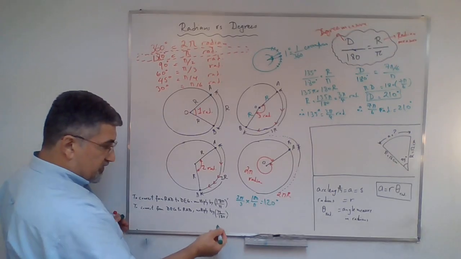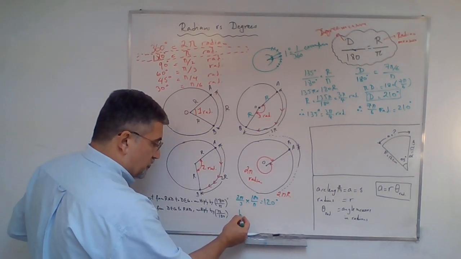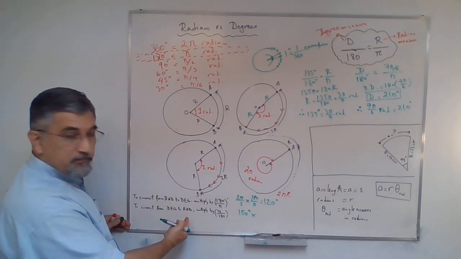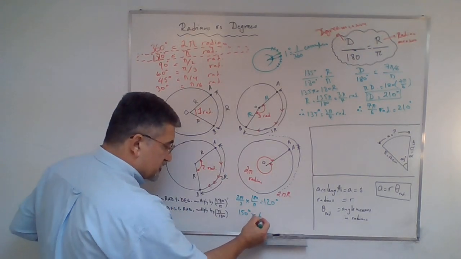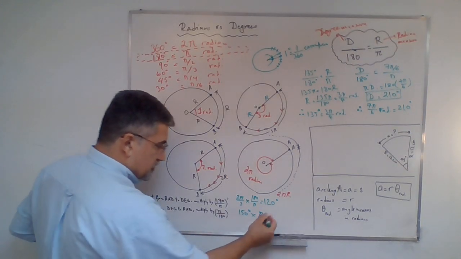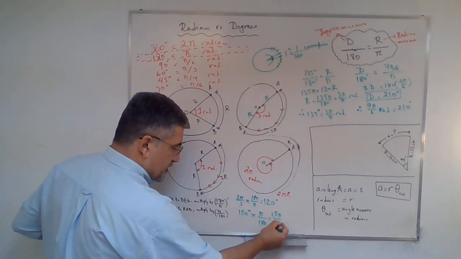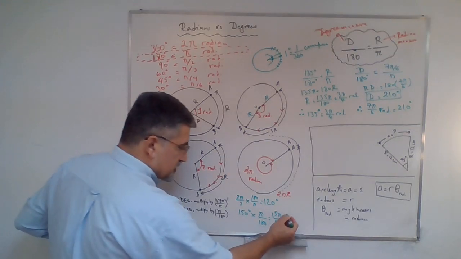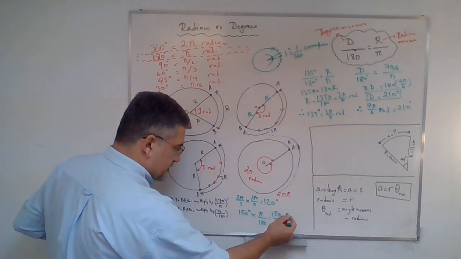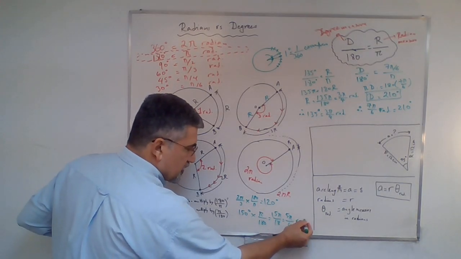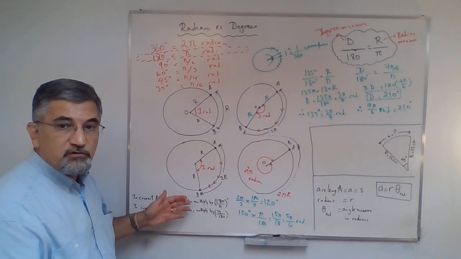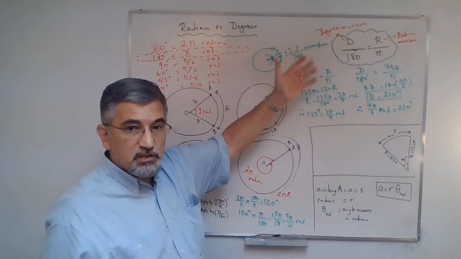Or for example, if you have something like 150 degrees, to convert from degrees to radian, multiply by pi over 180. So I just multiply this by pi over 180, and the zeros cancel out each other. We get 15 pi over 18, and then you have to reduce. So it's going to be 5 pi over 6, I believe. So 5 pi over 6 radian equals 150 degrees. So this is another way of converting the units.